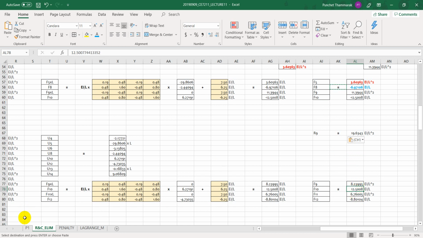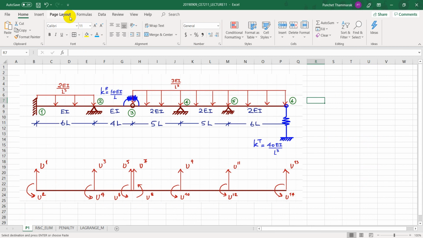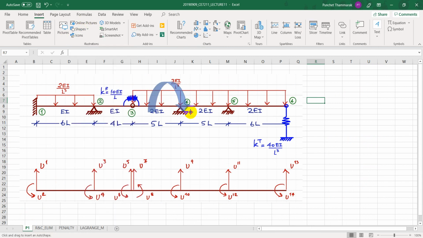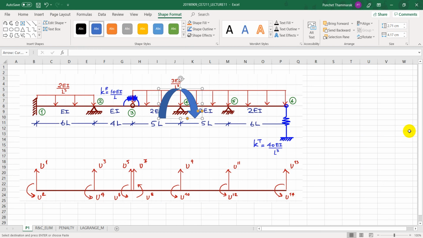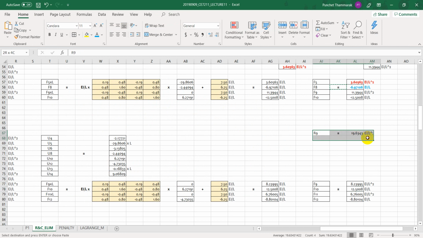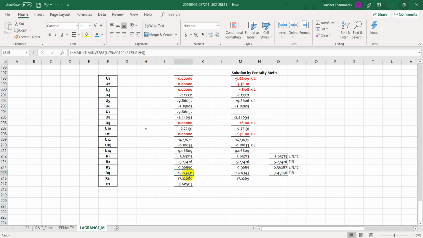Later on, if I apply a moment at the joint like this, the two sides will not be identical. So the difference between the two sides' moments will be equal to the applied moment from the external. Okay, that makes perfect sense for now. 19.6343 comes here, 6343. Okay, match.